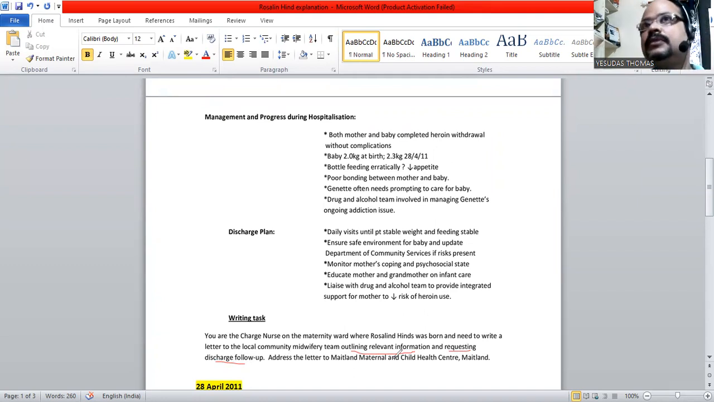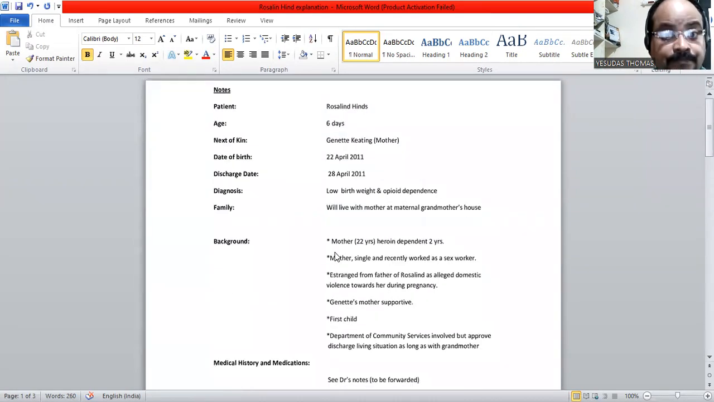You need to get the background information which is relevant to the situation, and you need to request discharge follow-up from the community midwifery team for Rosalind Hinds. Now let's go ahead.